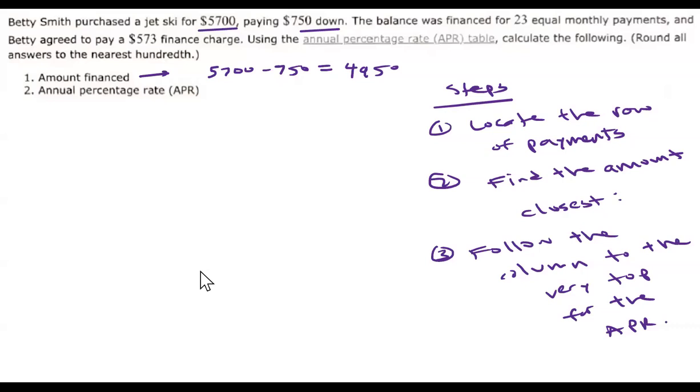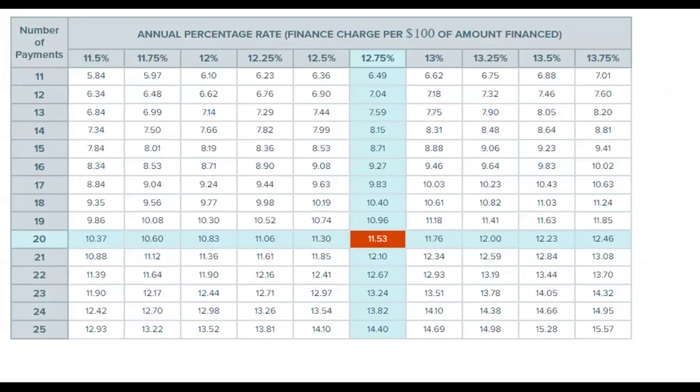All right, so just to do an example of the steps, I have a chart here. On the next slide, it says the first thing we need to do is locate the row of payments. It will tell us that in the problem. In this case, again, this is just an example, the number of payments would be 20. And then whatever number we calculated, we need to pick the one closest to it.